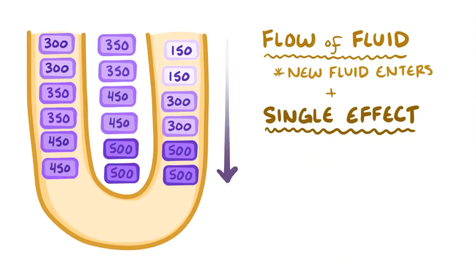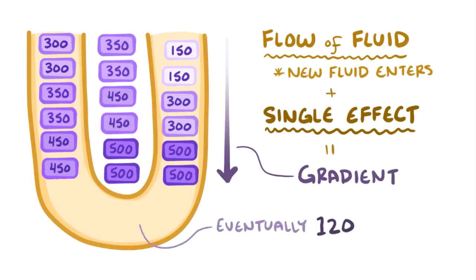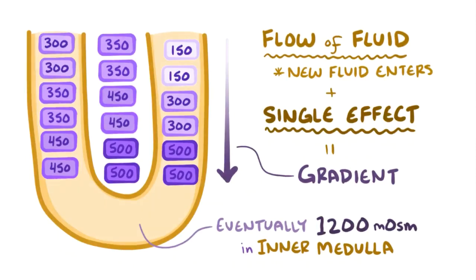And if we continue to repeat this cycle over and over again, the corticopapillary gradient basically takes shape, with an eventual concentration of 1,200 milliosmoles per liter at the inner medulla, where there's a very high concentration of sodium ions in very little water, and 300 milliosmoles per liter in the outer cortex, where the concentration of sodium and water is similar to the blood.